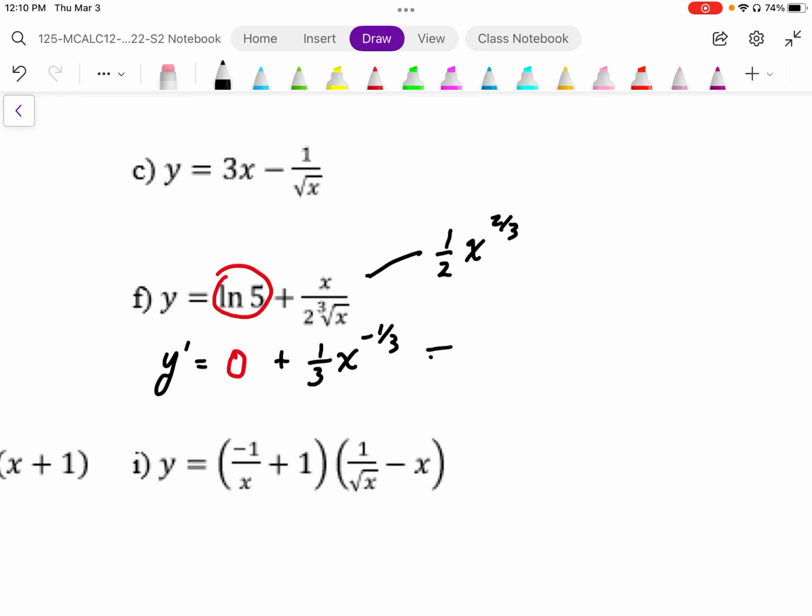We can simplify this and just say that y prime is equal to 1 over 3, and the 1/3 becomes a root 3.